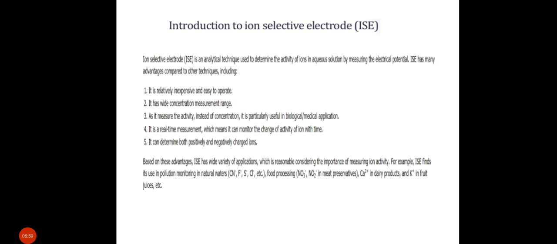Based on these advantages, ion selective electrode has a wide variety of applications, which is reasonable considering the importance of measuring ion activity. For example, ion selective electrode finds its use in pollution monitoring, in natural waters, food processing, in Ca2+ in dairy products, and potassium in fruit juice, etc. Based on this advantage, ion selective electrode has a wide variety of application, which is reasonable considering the importance of measuring ion activity in a solution.